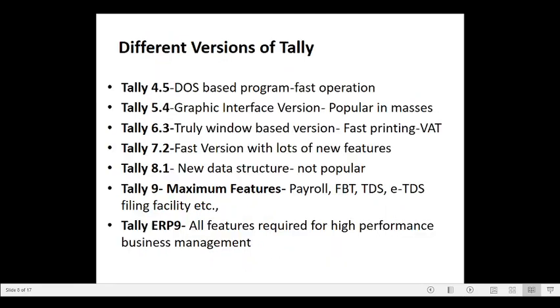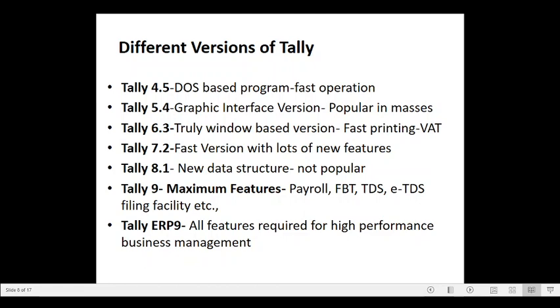Now let's move to the different versions of Tally. Tally 4.5. The Tally was started with the first version of Tally 4.5, which was a DOS-based program. This program was very lightweight and very fast in operation. Tally 5.4. The next version was 5.4, which was graphic interface version. It became popular in the masses. Its printed copy made it more popular accounting software.